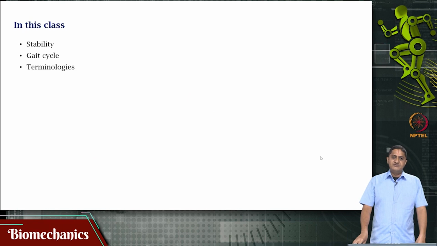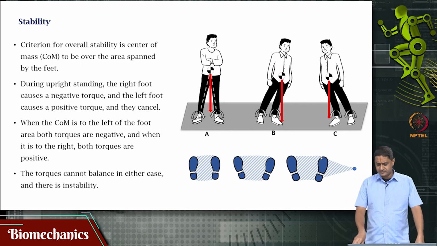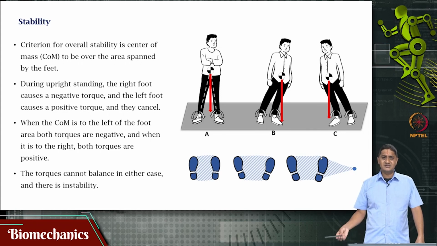So, in this video, we will be discussing stability and the various phases of gait or walking, the gait cycle, and specific terminology related to gait. When you say stability, what do you mean by stability? What is meant here is the criterion for overall stability. It turns out there are different levels or different specific definitions of stability. Here we are discussing mechanical stability, the stability of the person who is standing.